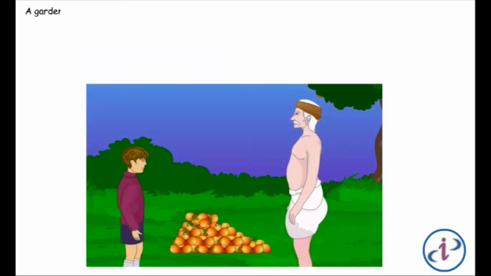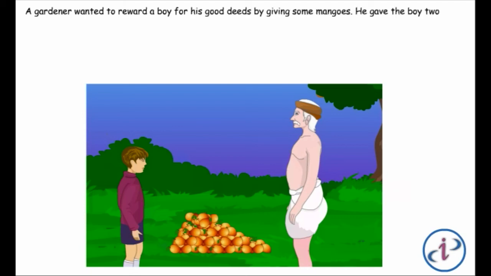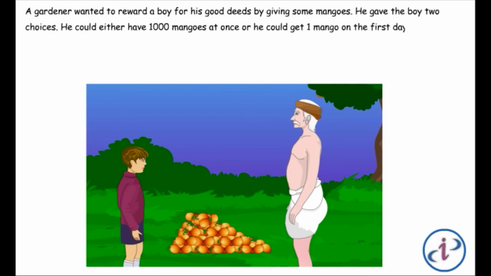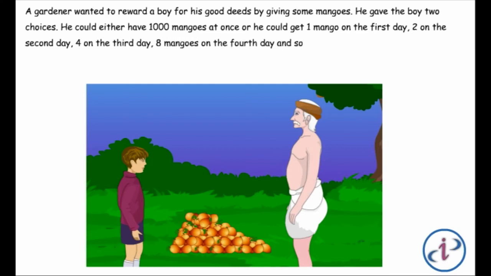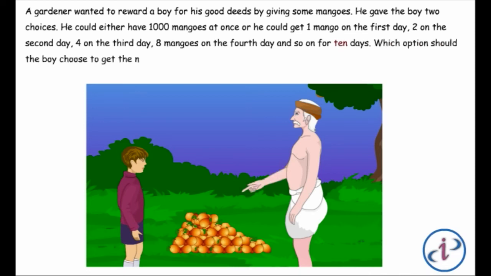A gardener wanted to reward a boy for his good deeds by giving some mangoes. He gave the boy two choices. He could either have 1,000 mangoes at once, or he could get 1 mango on the first day, 2 on the second day, 4 on the third day, 8 mangoes on the fourth day, and so on for 10 days. Which option should the boy choose to get the maximum number of mangoes?